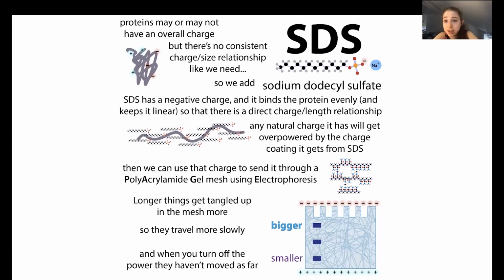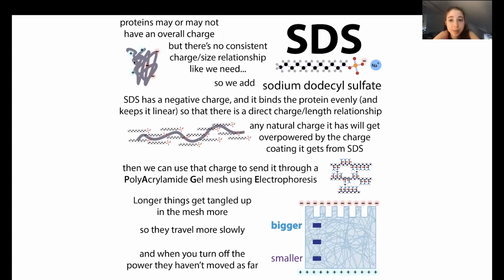And I know this firsthand. But there are things you can do, like native PAGE, where you try to just separate them as is. But anyway, there are also other methods. I'm hoping to try blue native PAGE, where you have a dye that binds to them and makes them negatively charged so they can travel. So I want to try that.